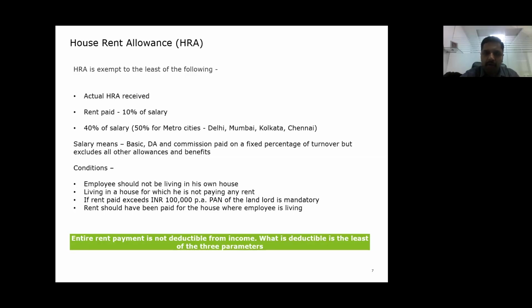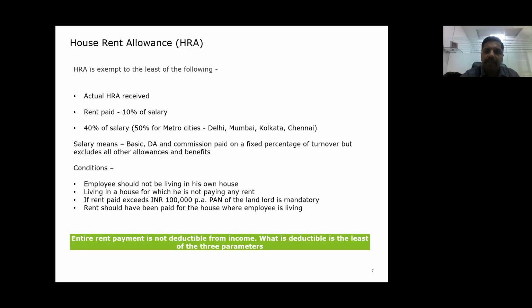See, Bangalore is a metro, Hyderabad is a metro for us, but for HRA purposes, only these four cities are considered as metro cities, where you could consider 50% of salary as one of the criteria. In all other cases, it has to be only 40%. So what is the definition of salary here?